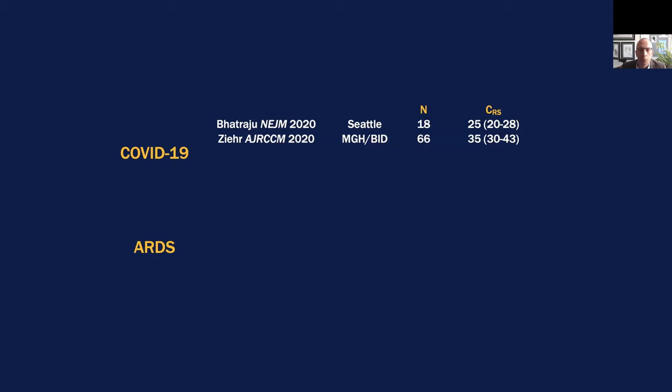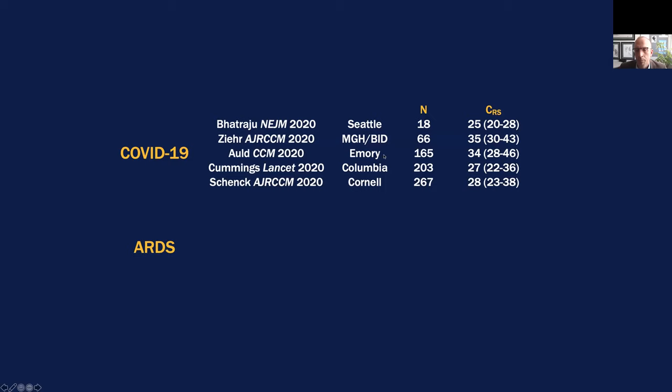And subsequently, we had a few more reports out of Emory, out of Columbia, out of Cornell, of larger patient populations. And here's what they reported for their compliance. And again, for reference, about 100 would be normal. 50 is what Professor Gattinoni reported. 25, 35, 34, 27, 28. So it's gotten boring to publish your COVID-19 cohort, report their compliance, and show that it's actually quite low.